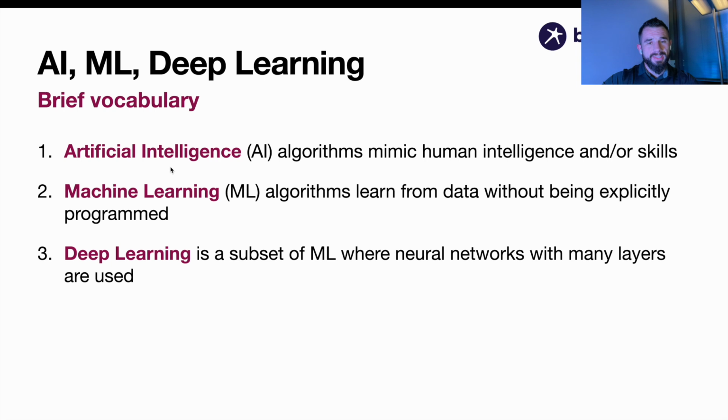To summarize, our vocabulary will be the following. Artificial intelligence is a set of algorithms that follow human intelligence and skills: walking, talking, looking at things, understanding things. Machine learning learns from data without being explicitly programmed. It means we don't code all the ifs and elses. Rather, we build an algorithm which learns which ifs and elses should be there. And deep learning is a subset of machine learning. It means it also learns from data, where neural networks with many layers are used.